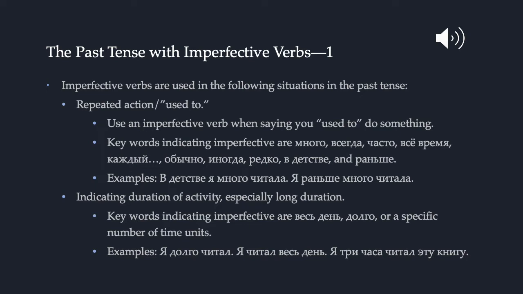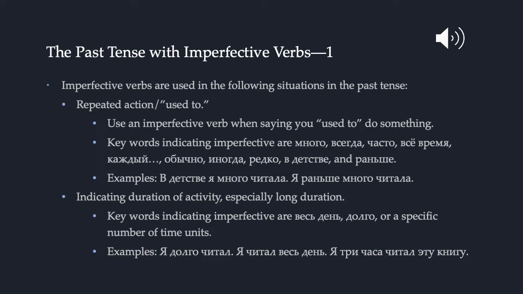Another situation in which we use imperfective verbs is when you are indicating the duration of activity, how long you did something for, especially if it is of long duration. And some key words and phrases that suggest that you want to use an imperfective are something like весь день, all day, все утро, all morning, всю ночь, all night, долго, for a long time, or if you have the number of time units. For example, я долго читал. I read for a long time.